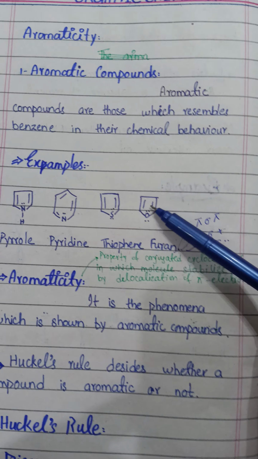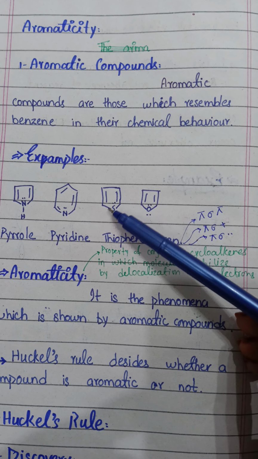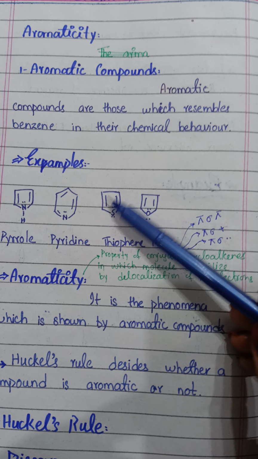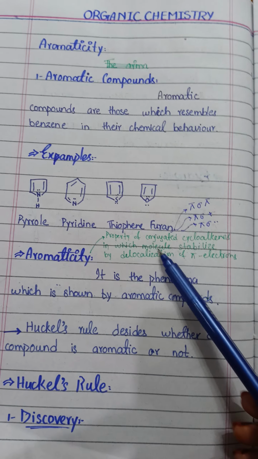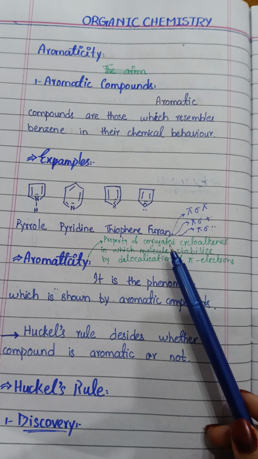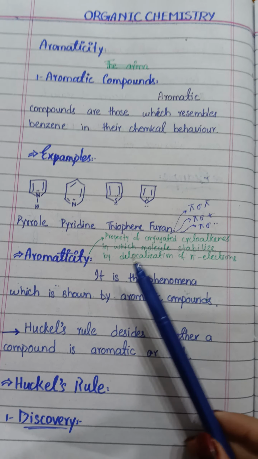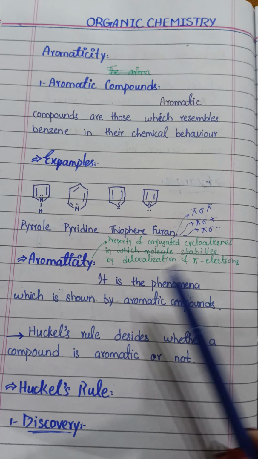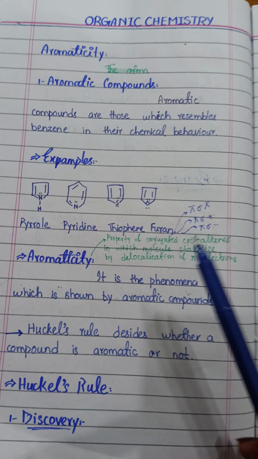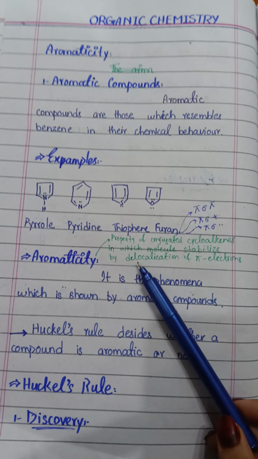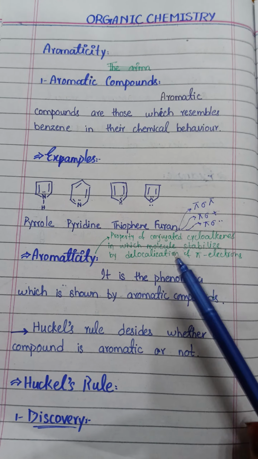For example, in furan we have double bond, sigma, pi lone pair. In thiophene we have double bond, sigma, pi lone pair. So in this way we can say that they are conjugated. And if we have a cycloalkene which can show conjugation, then it should have pi electrons, and this delocalization of pi electrons makes the molecule more stable. So this is the definition of aromaticity, and it is a phenomenon which is only shown by aromatic compounds.